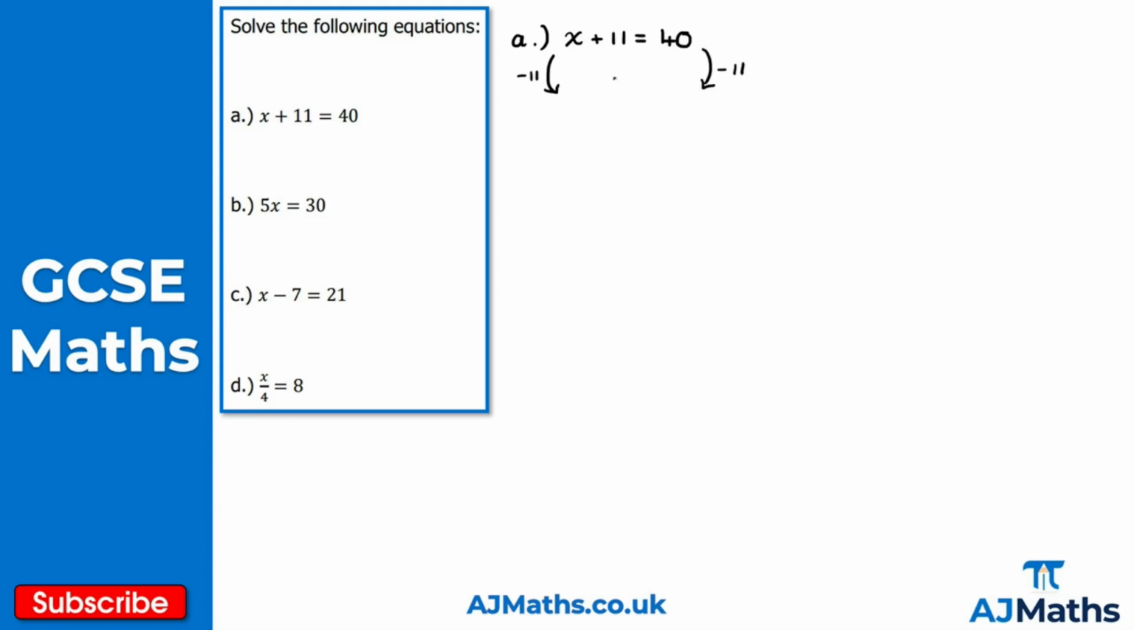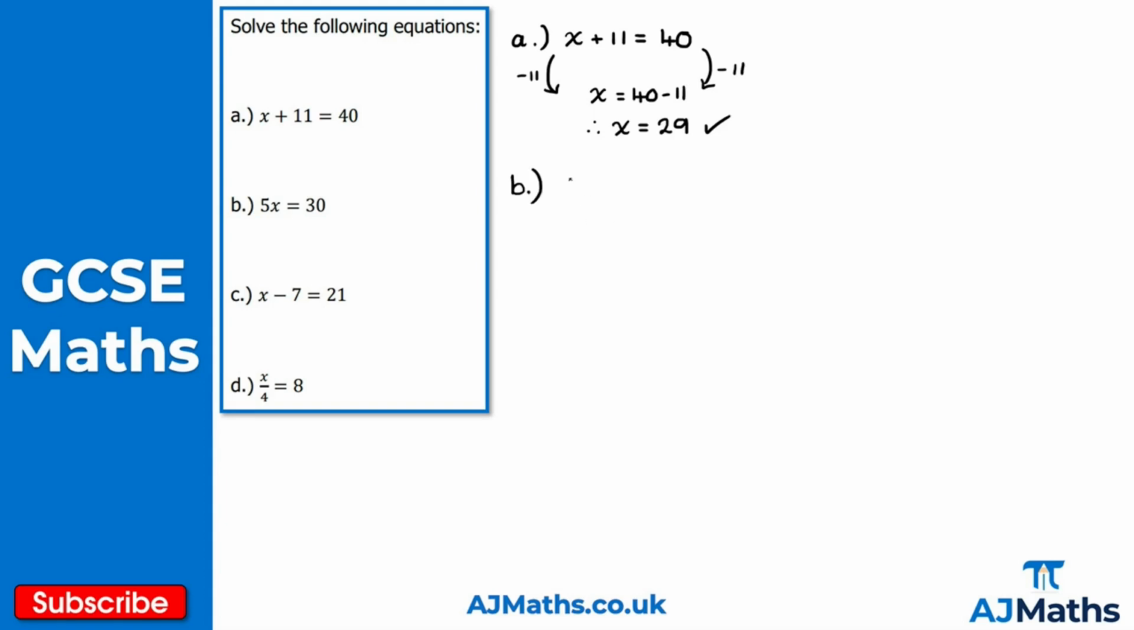So x plus 11 minus 11, that would simply give us x on the left hand side. On the right hand side here, we're going to get 40 minus 11. In that case then, for x here, we simply get 29. Okay, 40 minus 11 would give us 29 there. That's the solution to A. Let's take a look at B now.